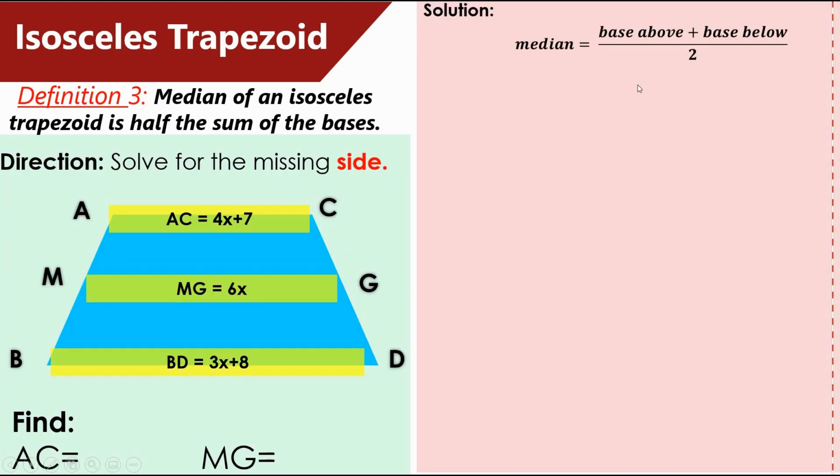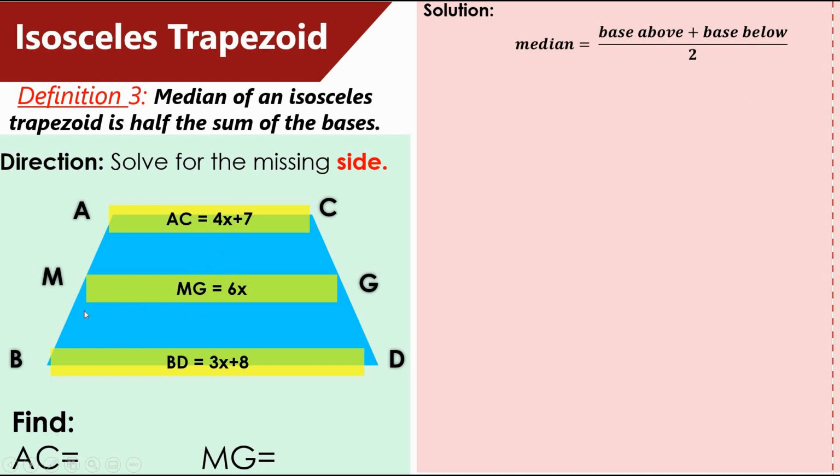So, this formula is constant. Okay, so let us now apply this formula to our given. The direction is to solve for the missing side. Our goal is to solve for the measurement of side AC, the upper base, and segment MG, which is our median. Let us now apply the formula.